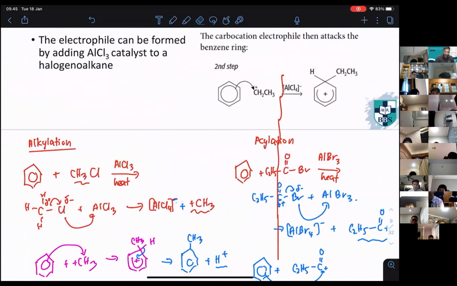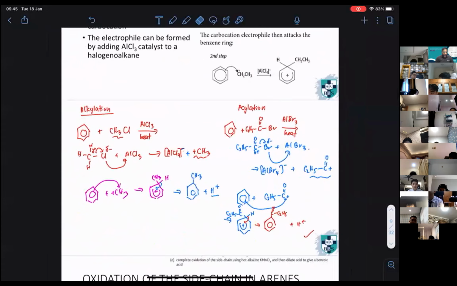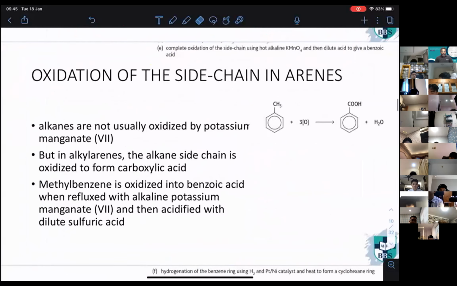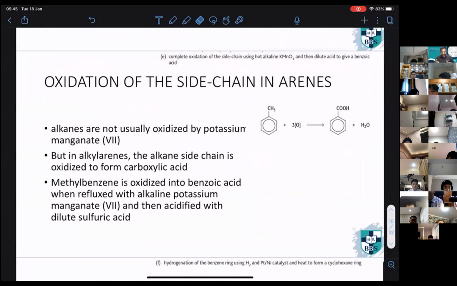So this is the mechanism of the reaction, which you need to follow. This one is done. Next is going to be the oxidation, the oxidation of the side chain in arenes.